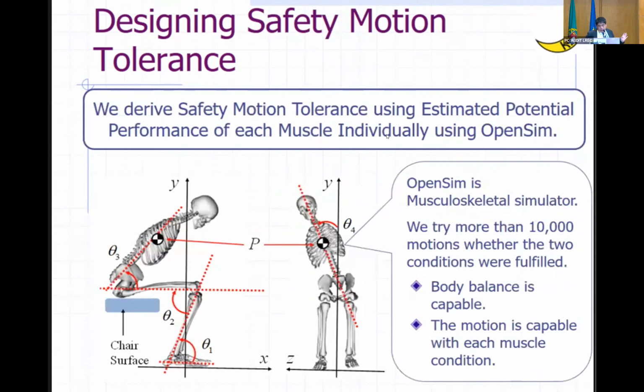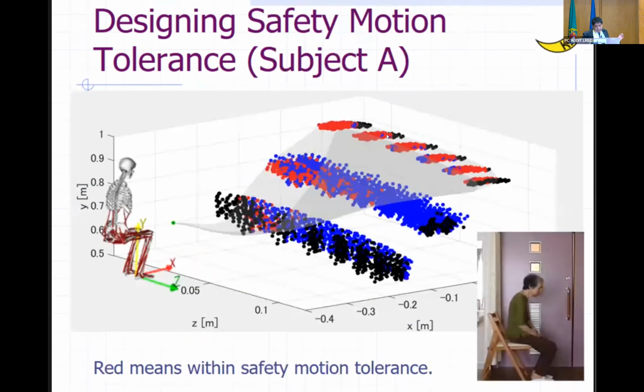So we derive the safety motion tolerance using the estimated potential performance of each muscle strength individually, using OpenSim. OpenSim is what a previous presenter showed. I use the same system. We tried more than 10,000 motions where the two conditions are fulfilled like this. The result is here. The red mode means with the safety motion tolerance.